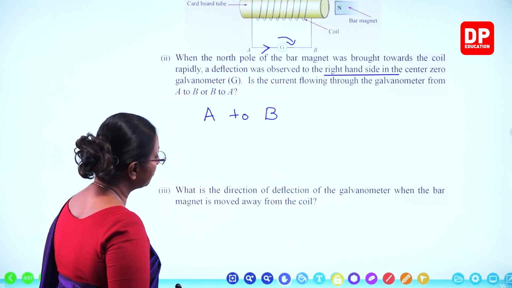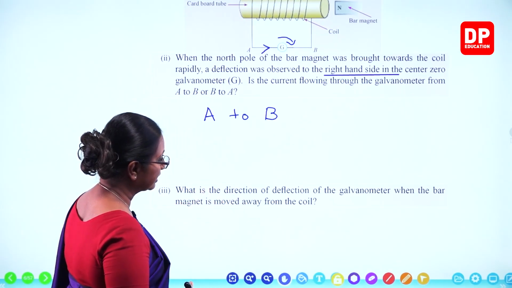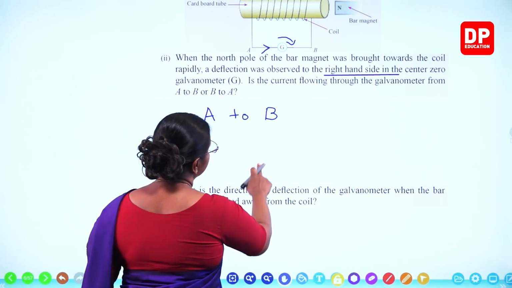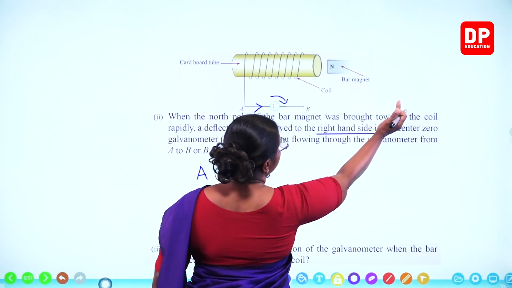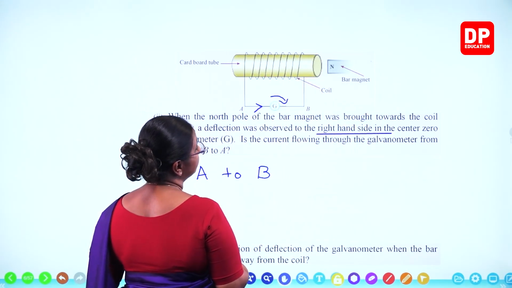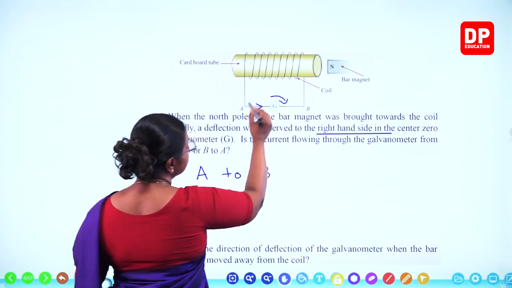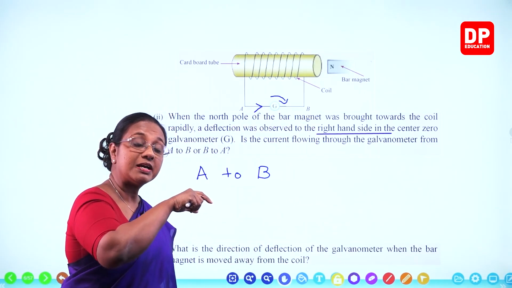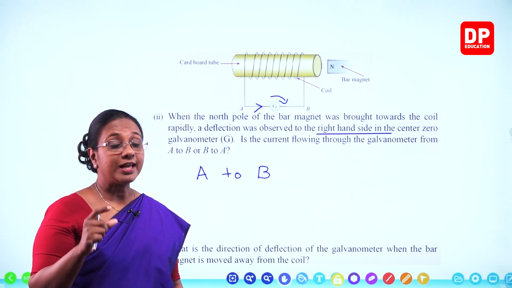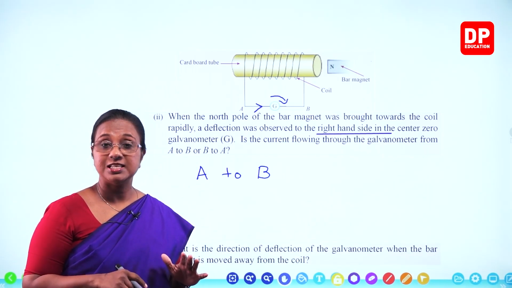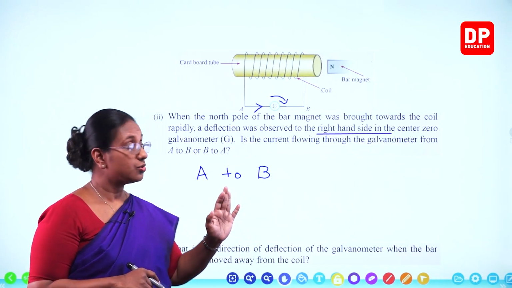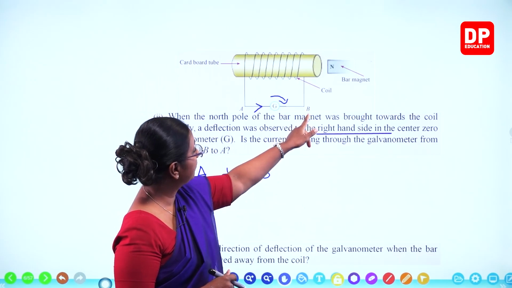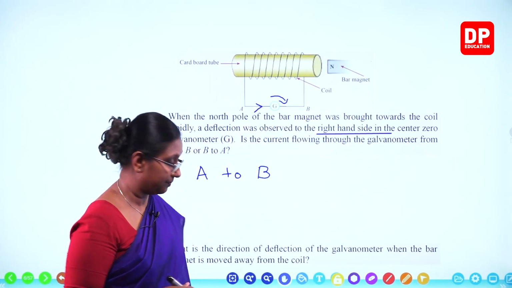What is the direction of deflection of the galvanometer when the bar magnet is moved away from the coil? Now, here you can see when the bar magnet is moved towards the coil, going towards, the direction of current flow is from A to B. But when the magnet is moving away, you all can remember the deflection is on the opposite side. So, like I said, towards the left side. Then the current flow will be from B to A.